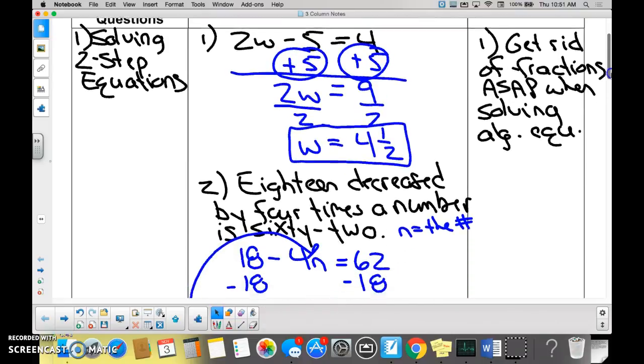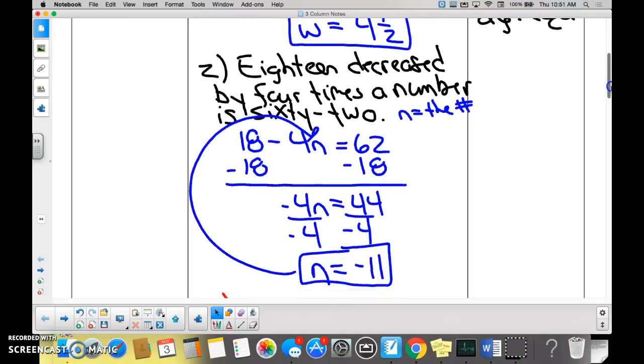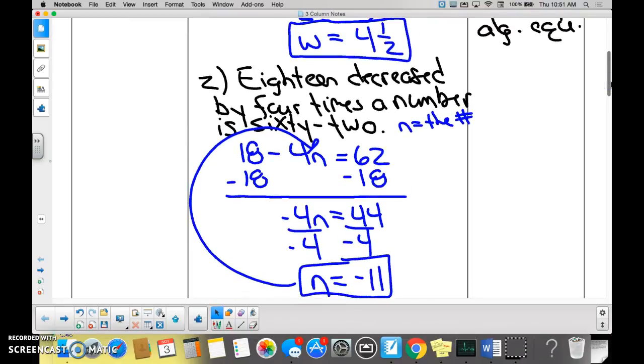Number 2, struggle a little bit on number 2. You simply are taking the words of an equation and writing the equation with actual numbers and the variable. 18 is being decreased by 4 times the number. Make sure you read those carefully, pay attention to what they're asking.